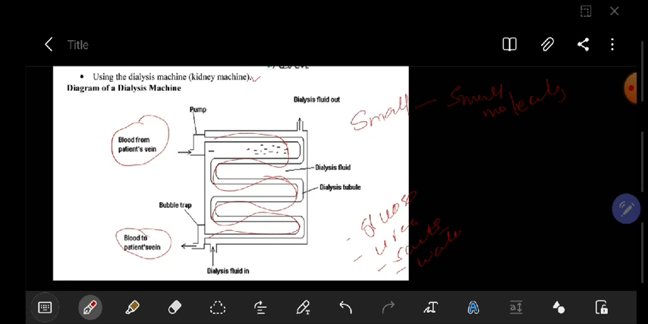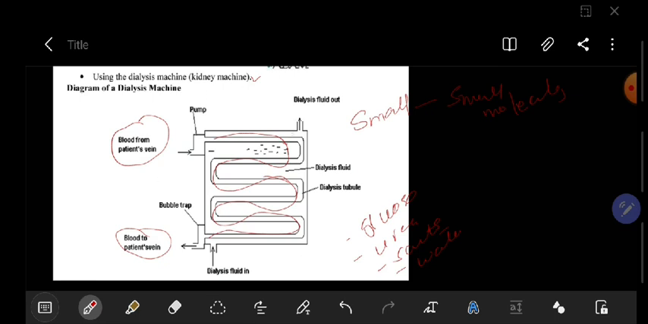In short, it flows at ease. The more blood flows at ease, the more it creates time for the absorption and diffusion to occur, so that the necessary substances can be reabsorbed back, and other substances can also diffuse in and out. Now look at this dialysis machine.